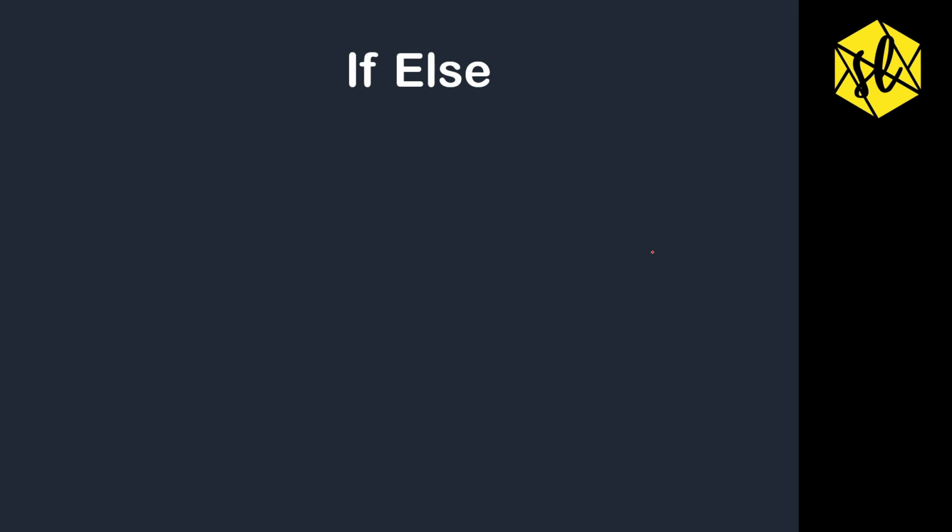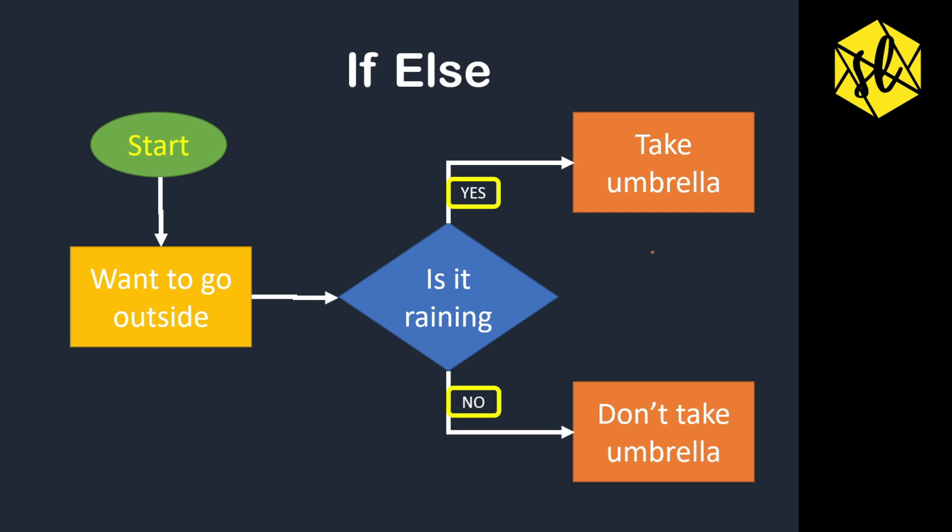Now let's see this algorithm. Okay, we want to go outside. Let's say this is the starting point. We want to go outside. Okay, I will check: is it raining? Let's say yes, it is raining. Then I will take the umbrella. But what if it is not raining? I will not take the umbrella. So this is the if else condition.